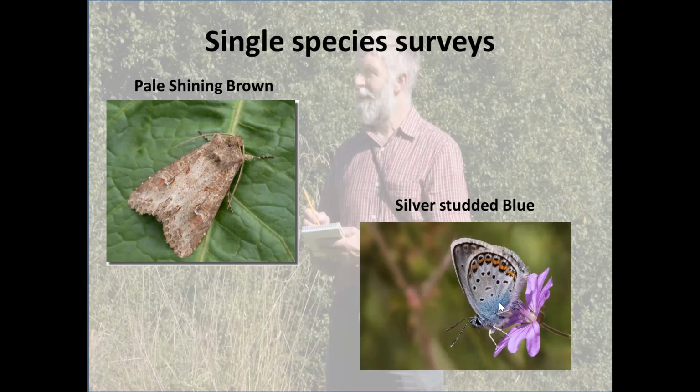Silver-studded blue is another butterfly that we go out and look for as a single species because its numbers are so very low and it's recorded on so few sites that we're very keen to monitor both the sites where it still exists and other areas nearby that look likely to host it as they come back into better condition.